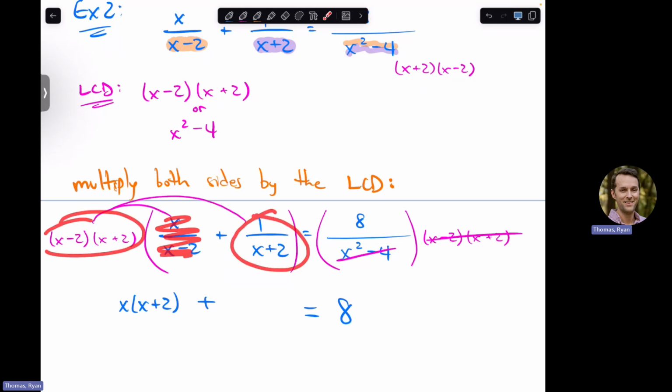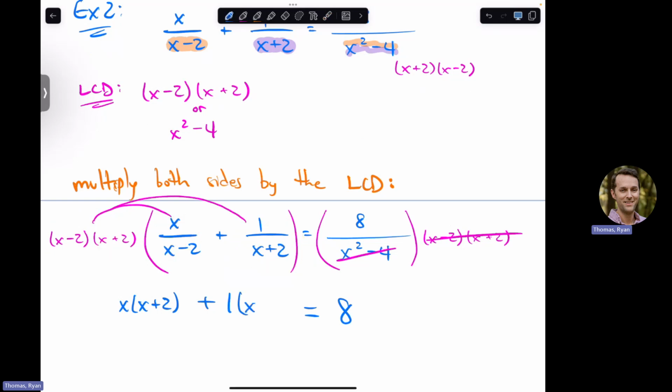What about this part of the product? The same thing, only it's the x plus 2 term that cancels. So what are we left with? 1 times x minus 2.